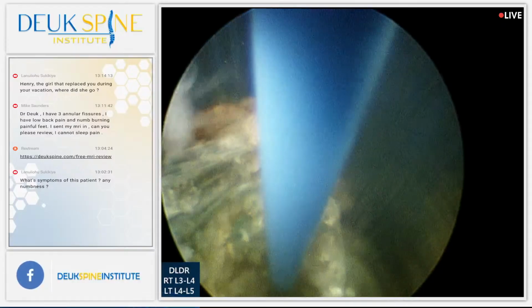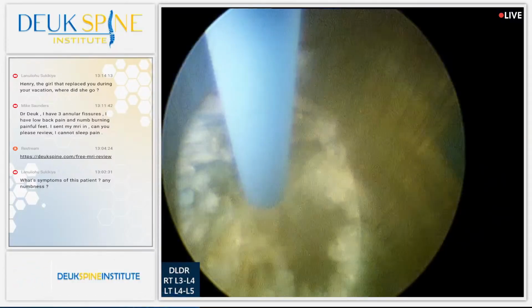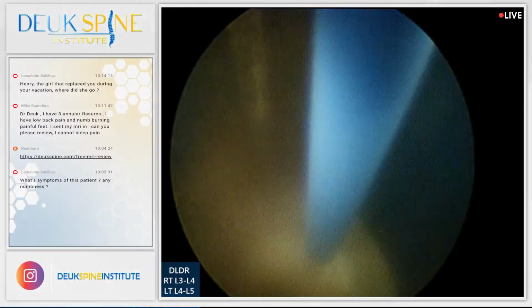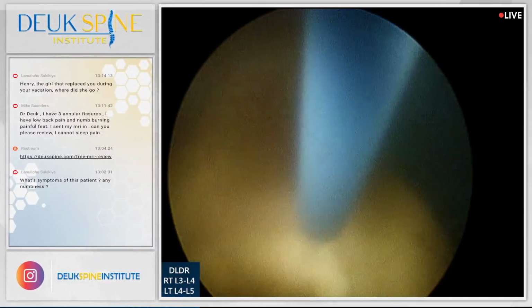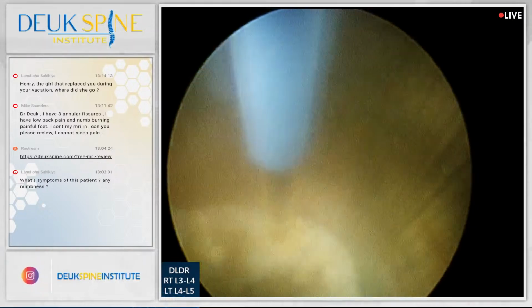You just need a nerve test to find out if you have peripheral neuropathy. Hopefully you do not. The most common cause of peripheral neuropathy is diabetes. All right, so far everything's going well.